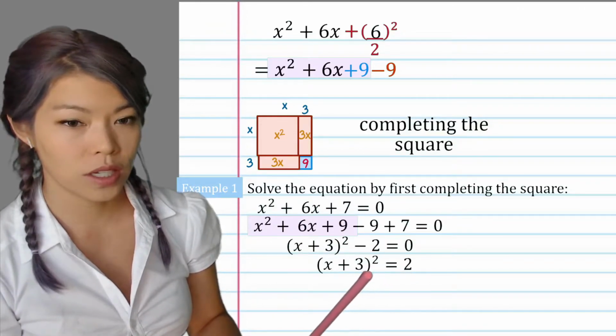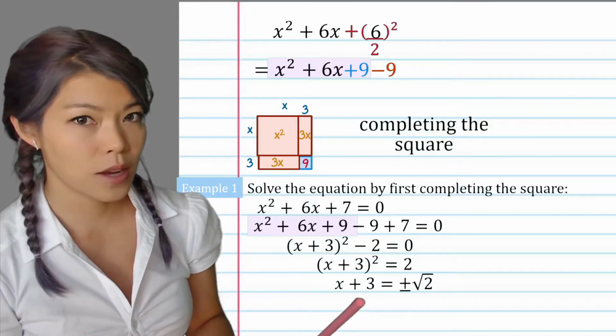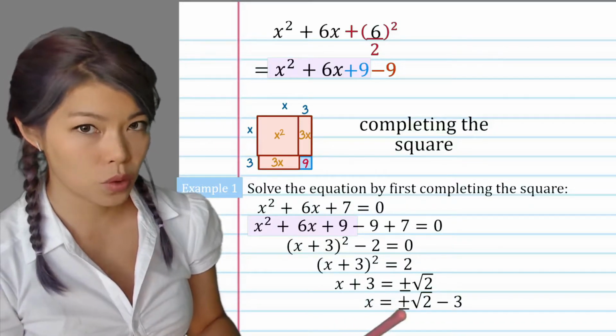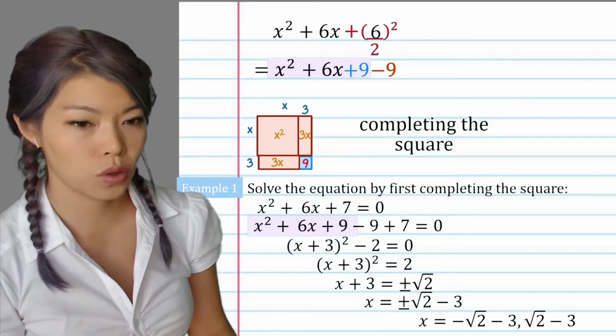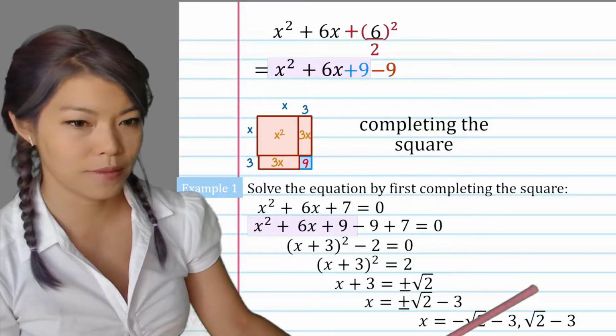Now square rooting, and we don't forget the plus and minus. And now bring the 3 to the other side, we have minus 3. So our solutions are positive square root of 2 minus 3 and negative square root of 2 minus 3. I've read them the wrong way around, but same answers.